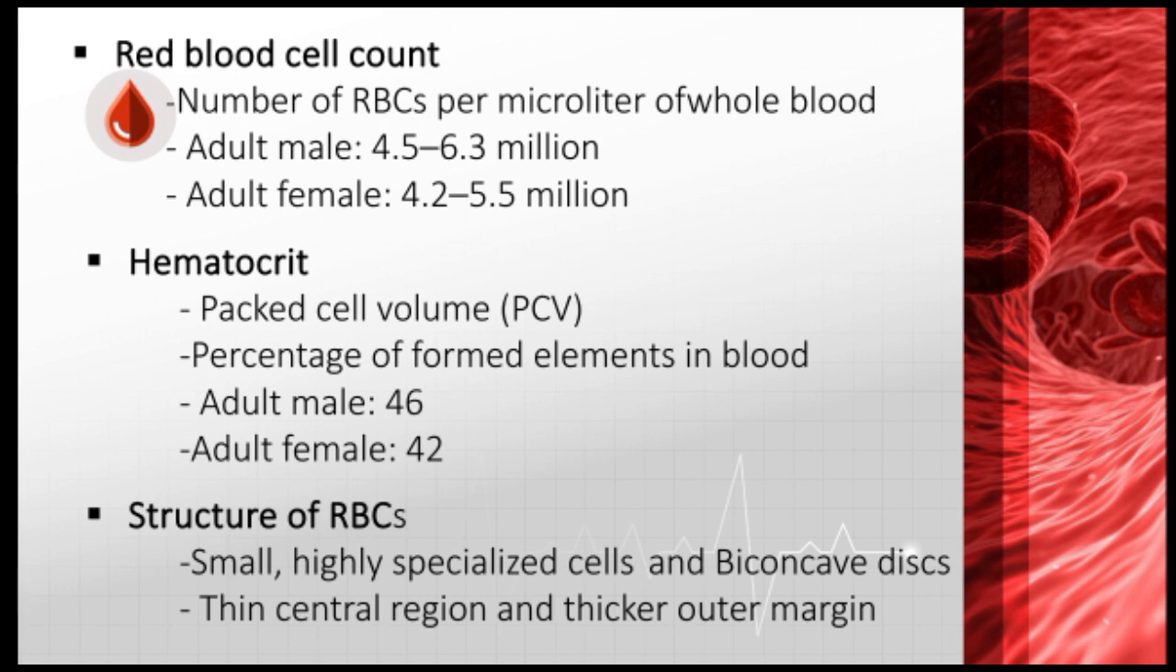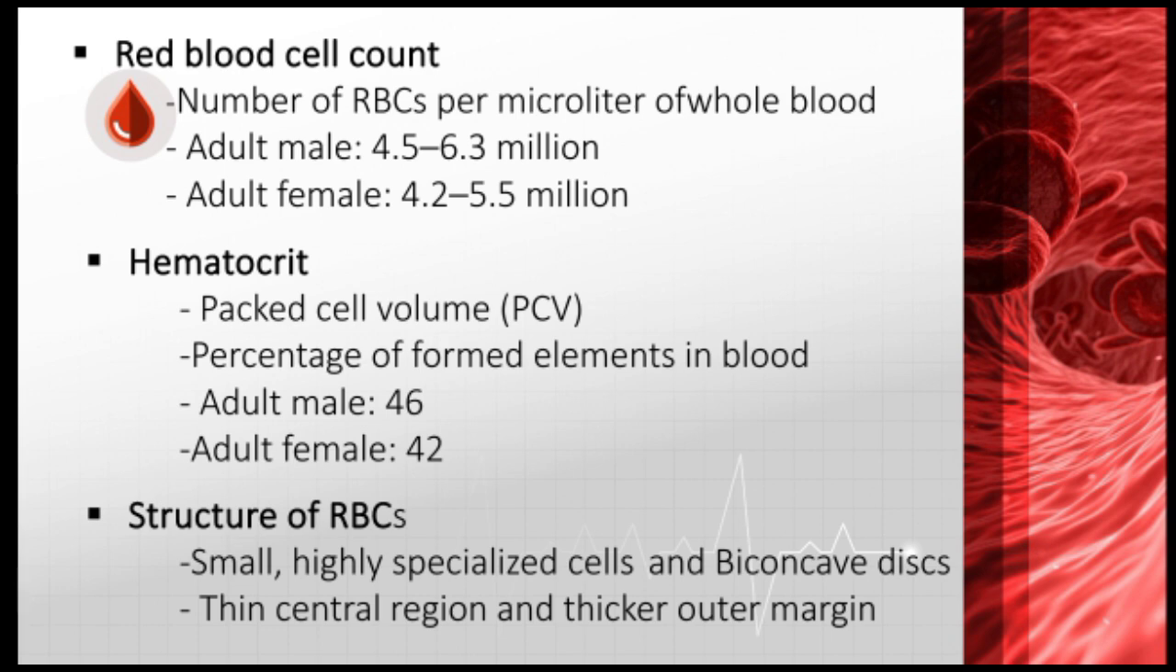It is the number of RBCs per microliter of whole blood. In adult males, it is 4.5 to 6.3 million, and for adult females, it is 4.2 to 5.5 million. Hematocrit is packed cell volume or PCV, the percentage of formed elements in blood. For adult males, it is 46 and for adult females, it is 42.